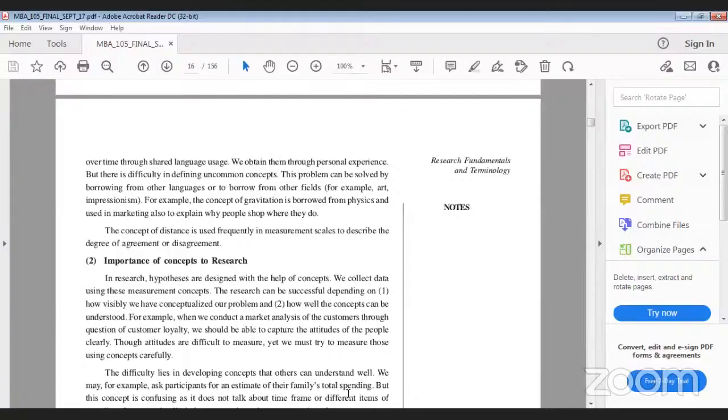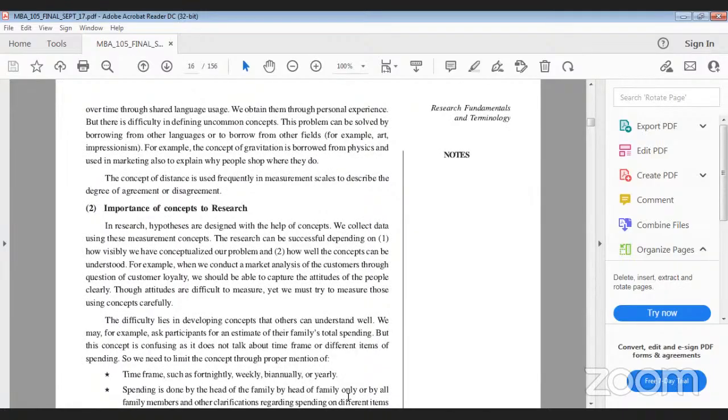For example, when we conduct a market analysis of customers, on the question of consumer loyalty, we should be able to capture the attitudes of the people clearly. Attitudes are difficult to measure. We must try to measure them using concepts carefully. The difficulty lies in developing concepts that others can understand well.